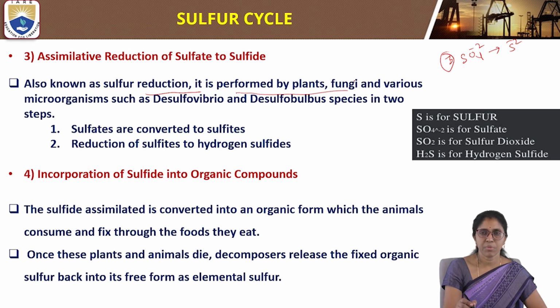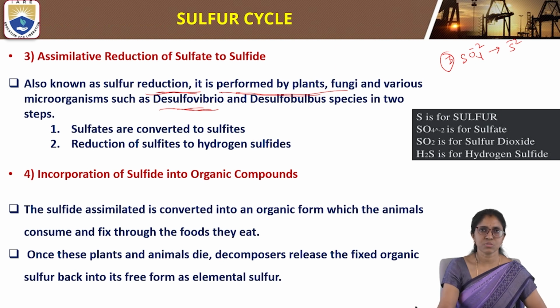This third step, assimilative reduction of sulfate to sulfide, is also known as sulfur reduction. It is performed by plants, fungi, and various microorganisms such as Desulfovibrio and Desulfobulbus.